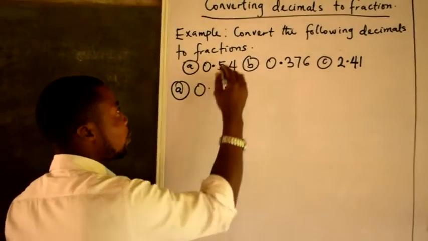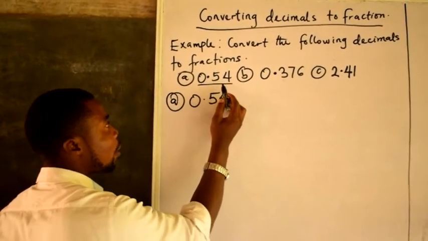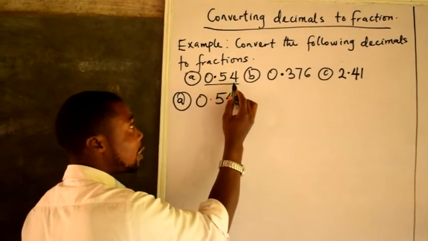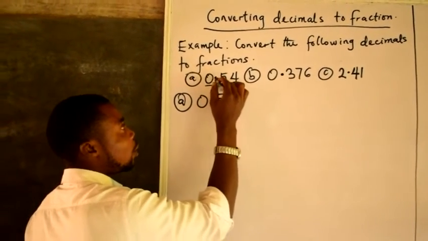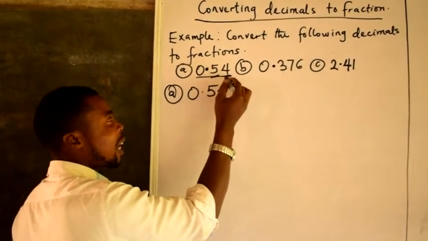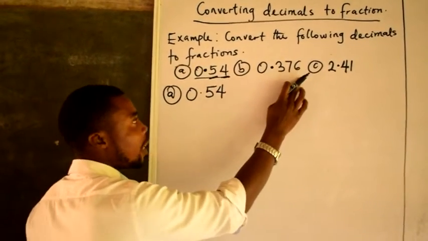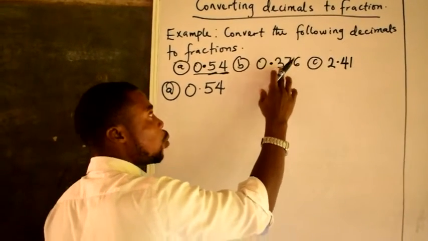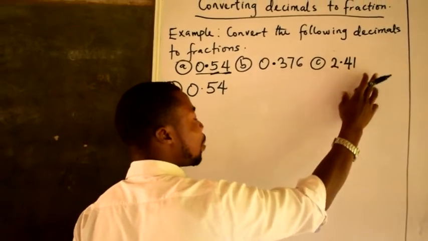Here it is 2 decimal places. Why? Because the decimal point occurs after the 2 numbers. This is the first number, this is the second number, so the decimal point is here. After 2 numbers, you will see the decimal. But for a number like 0.376, after 3 numbers you see the decimal point, which is 3 decimal places. But here it is 2 decimal places.